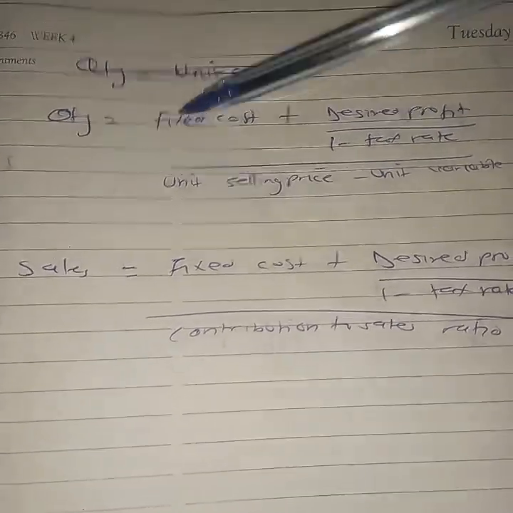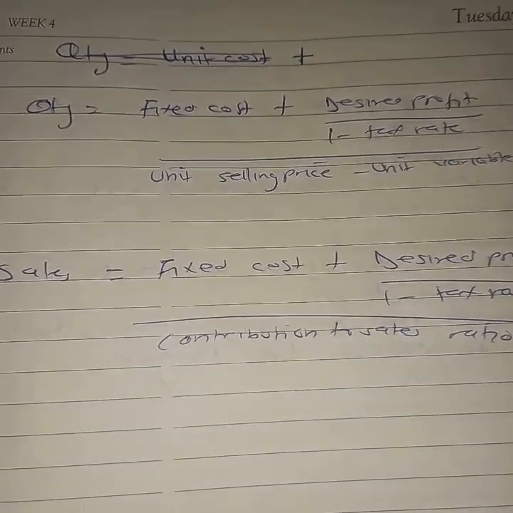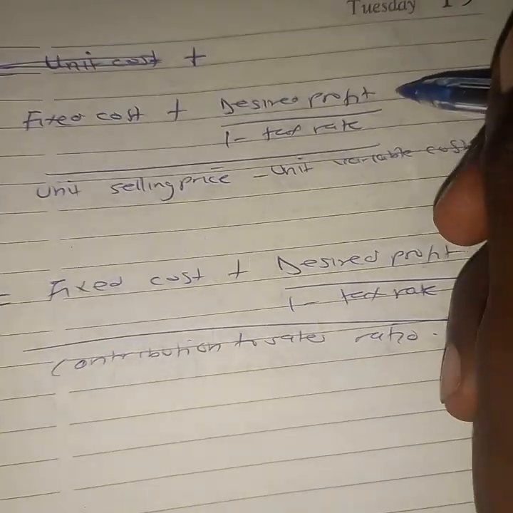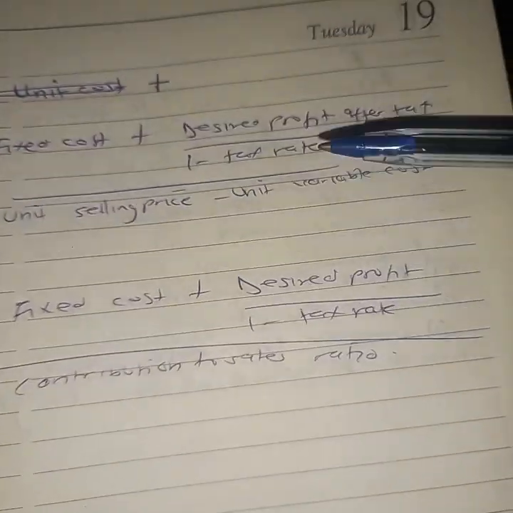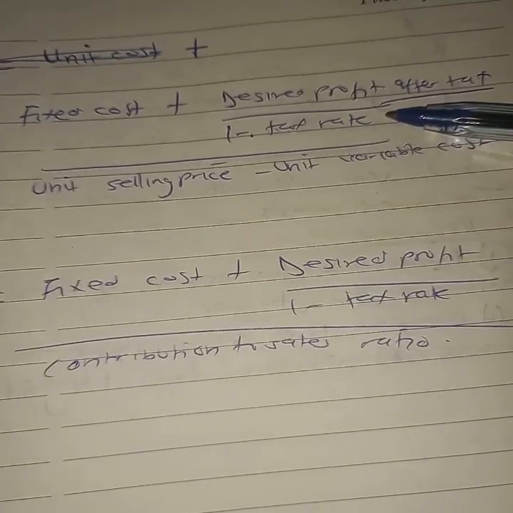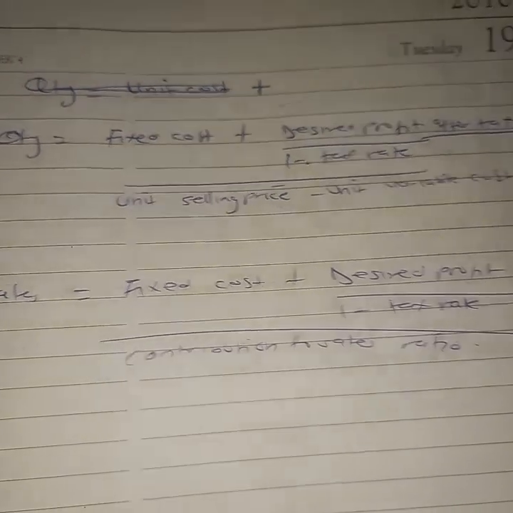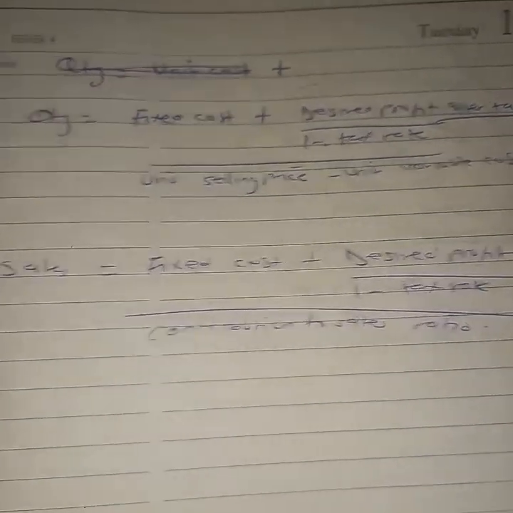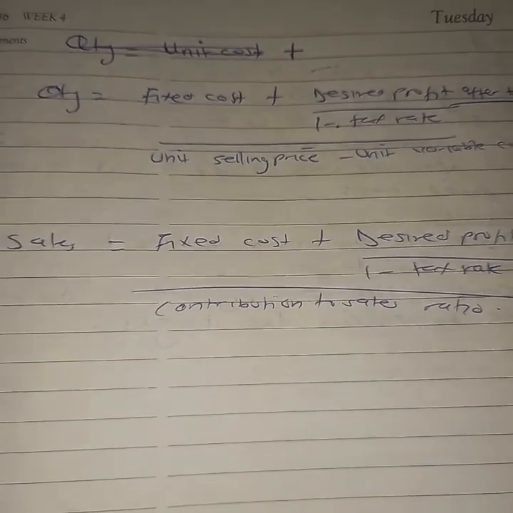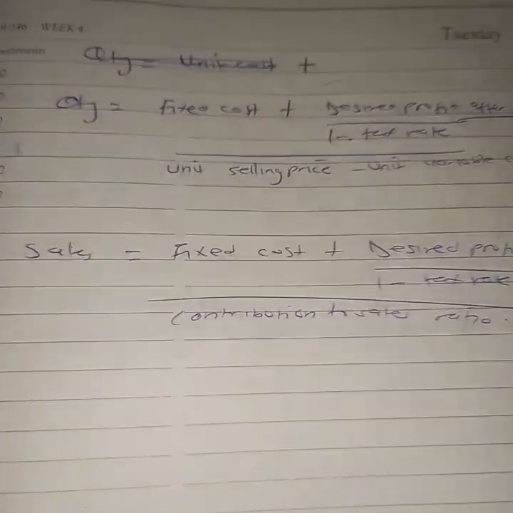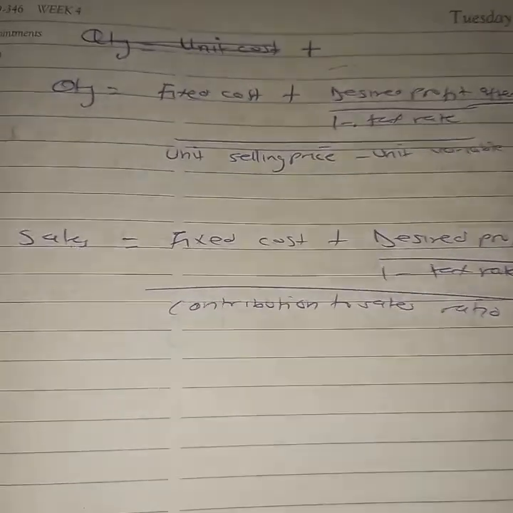So in this case, quantity would equal fixed cost plus the desired profit after tax divided by 1 minus the tax rate. That first helps you go back to the original profit that's supposed to be made, divided by the contribution, which is unit selling price minus unit variable cost. Someone please quote me well. It is fixed cost plus desired profit after tax divided by 1 minus tax rate.